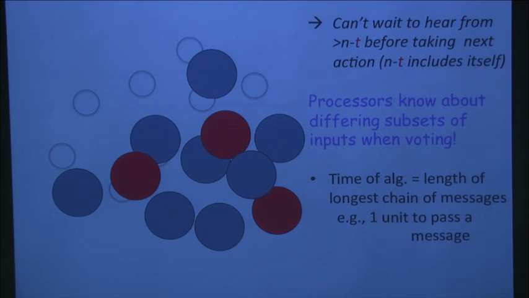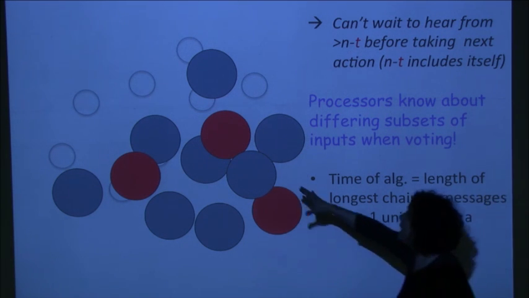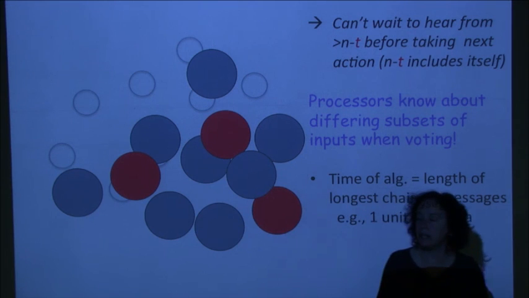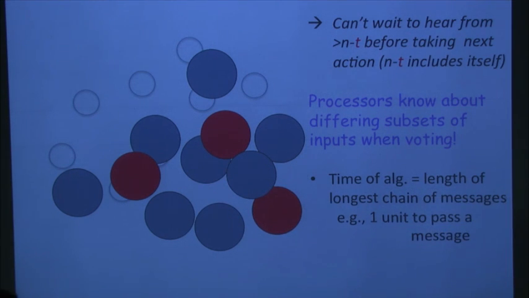Why doesn't it work? Yeah. Well, right away, say the bad guys can tell some people that they have a 1. Say everyone has, maybe there's half 1s, half 0s. But the bad guy tells half the people he has a 1, and he tells half the people he has a 0. Now some people think there's a majority of 0, and some people think there's a majority of 1. That's only one reason why it doesn't work, and that's sort of the easiest reason to see it doesn't work.